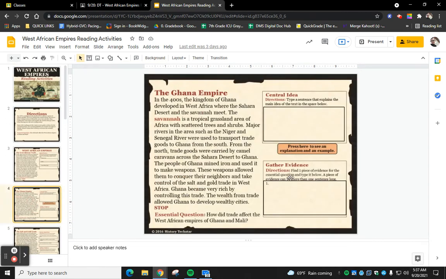All right, and then gather evidence. Find one piece of evidence for the essential question and type it below. A piece of evidence can be more than one sentence long. Now, if you don't remember what the essential question is, it's down here at the bottom. How did trade affect the West African empires of Ghana and Mali? Okay, that sentence could be pretty good.